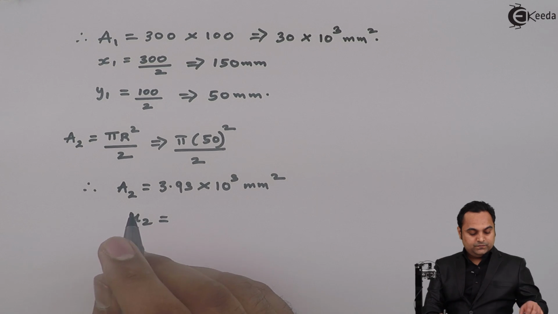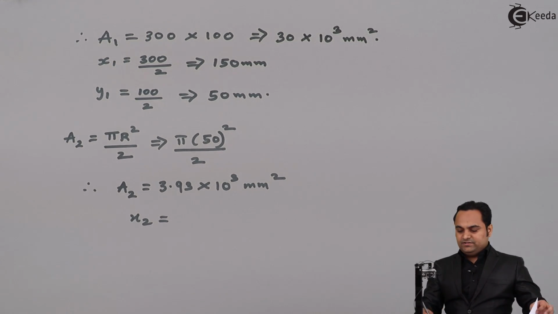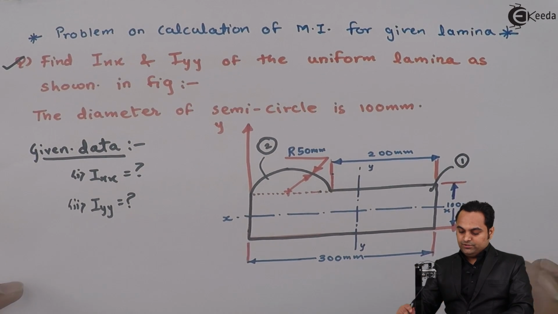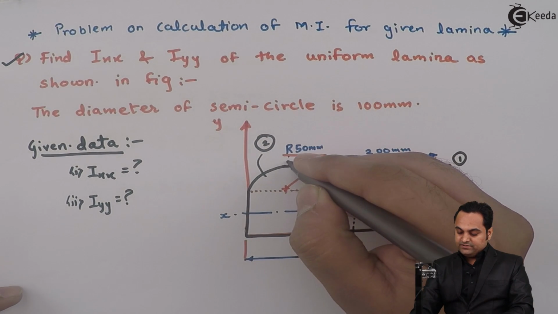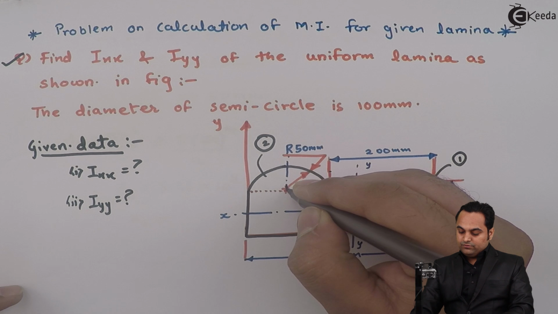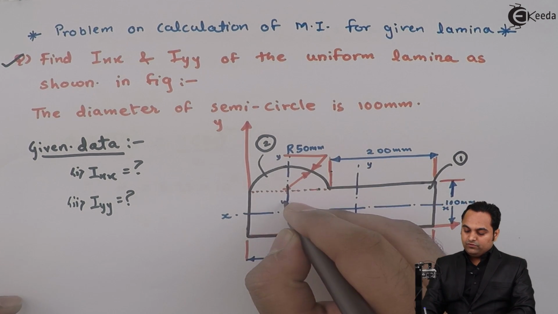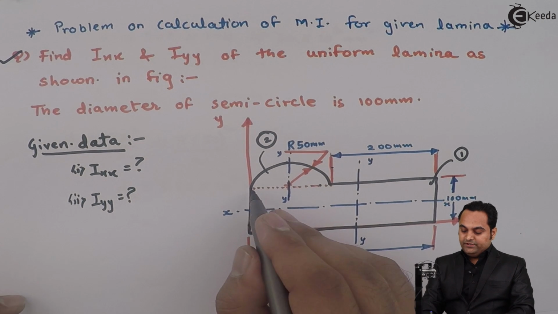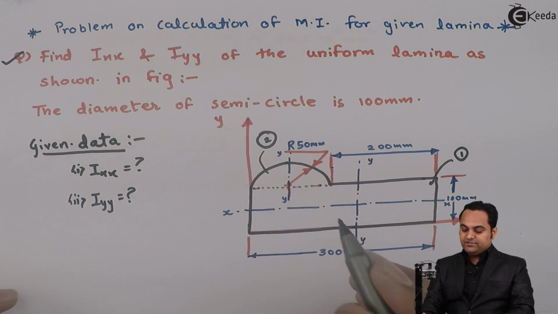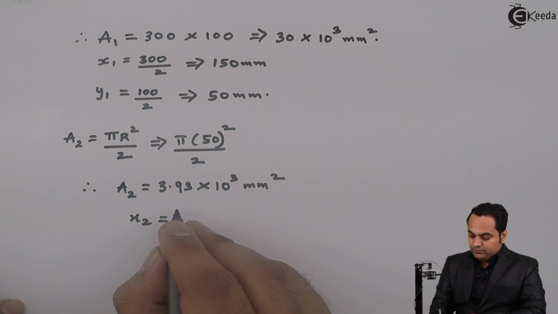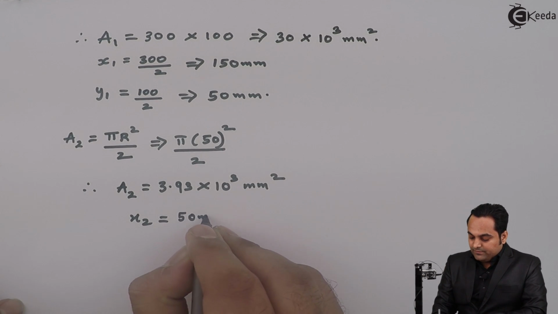x2 is the location of y-axis for the semicircle, and for this semicircular portion its y-axis will be passing through this center. Y-axis for the semicircle located at 50 mm distance, because this is the radius from y-axis. So therefore x2 is equal to 50 mm.